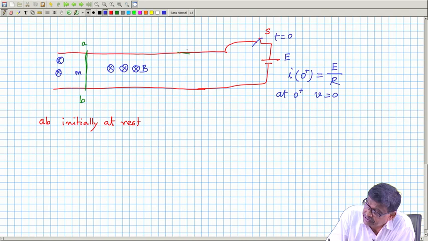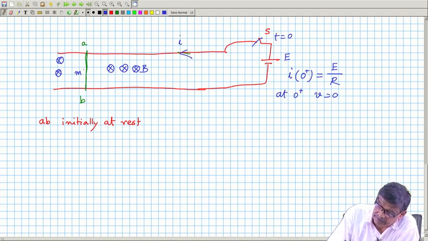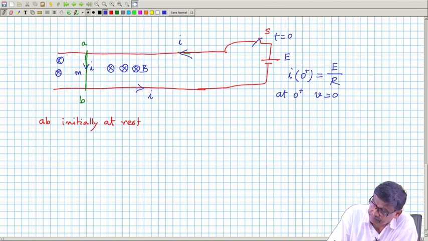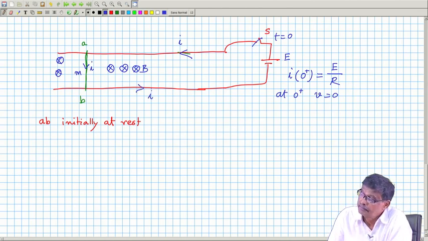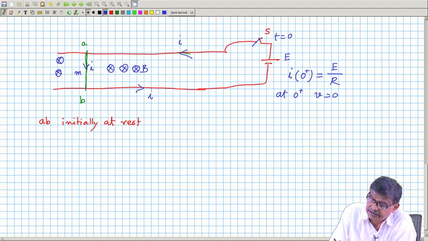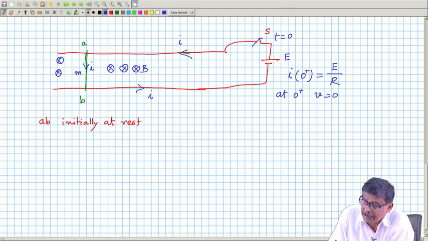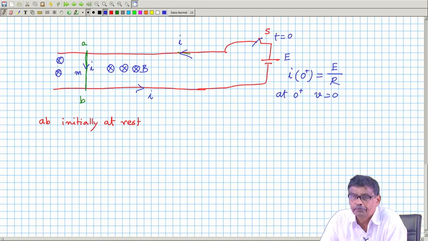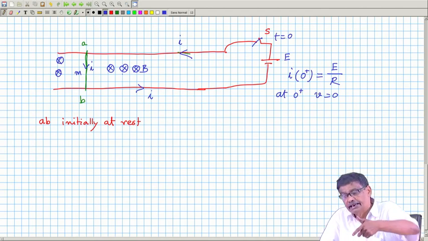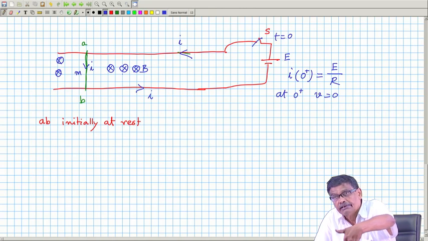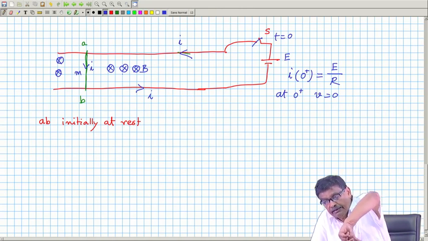And what will be the direction of the current? It will be like this, I. So, I at 0 plus is the current, and it is placed in a magnetic field, so it will experience a force, which I can get from the left hand rule. This is B and this is I.